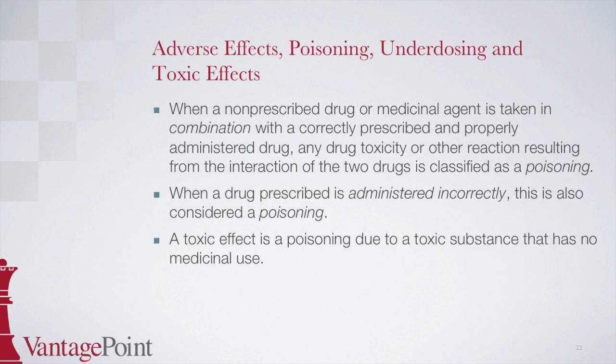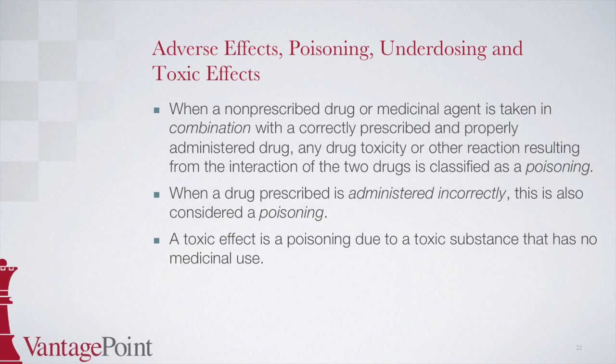First, I want to define poisonings, which can happen in a few different ways. A non-prescribed drug is taken in combination with a correctly prescribed and properly administered drug. This is a poisoning if it results in any drug toxicity or other negative reaction in the patient. A poisoning also happens when a drug that was prescribed to the patient was administered incorrectly. For example, a patient with atrial fibrillation was prescribed Coumadin, but at the incorrect dosage, and this resulted in negative effects for the patient. Also, if the patient received an injection by a nurse at the incorrect dosage, that would also be considered a poisoning.